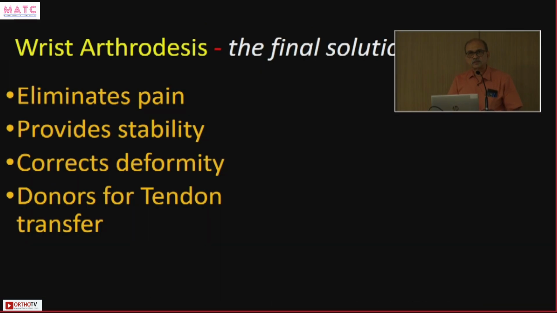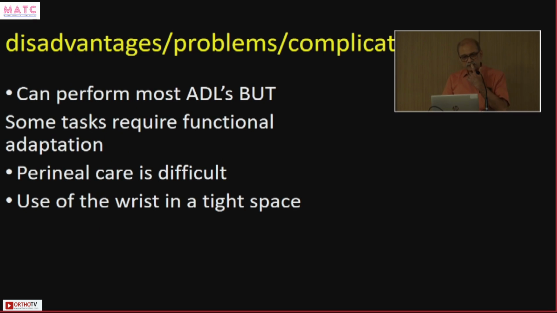So wrist arthrodesis is a very important surgery, a good surgery to remember in failed cases. It eliminates pain, provides stability, and corrects deformity, and in some other cases you can get donor tendons for flexor transfer. Most of the patients can do activities of daily living, but some tasks require functional adaptation, like perineal care and use of the wrist in tight space.